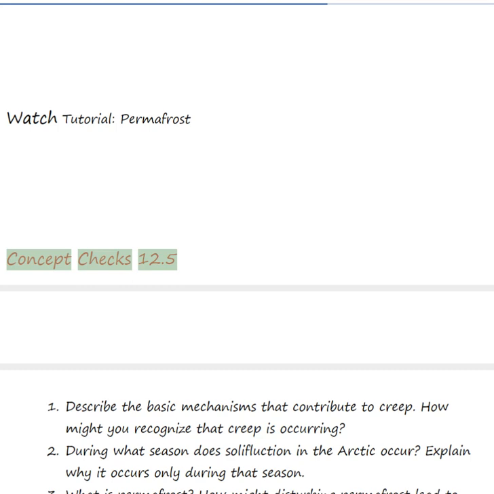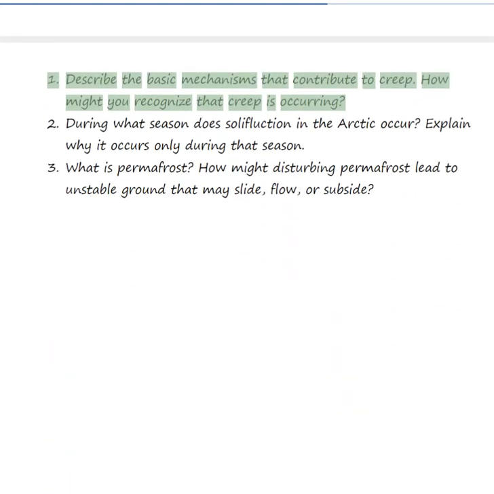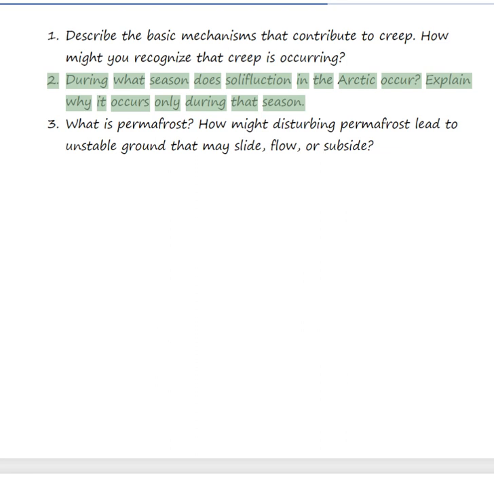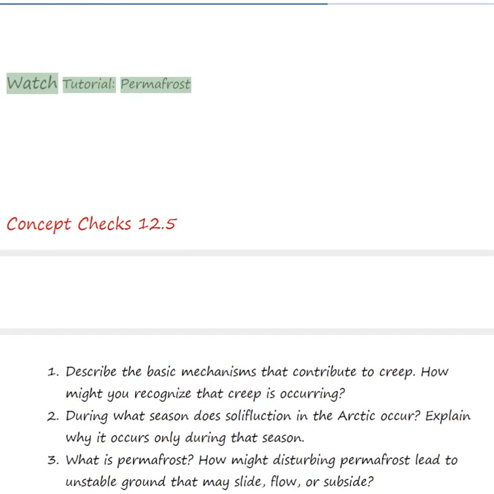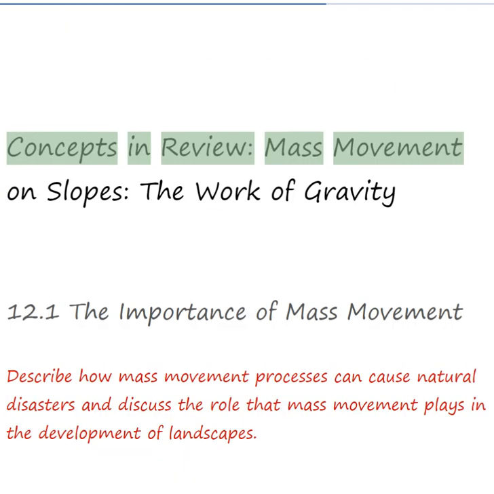Concept checks 12.5. 1. Describe the basic mechanisms that contribute to creep. How might you recognize that creep is occurring? 2. During what season does solifluction in the Arctic occur? Explain why it occurs only during that season. 3. What is permafrost? How might disturbing permafrost lead to unstable ground that may slide, flow, or subside? Watch tutorial, Permafrost.